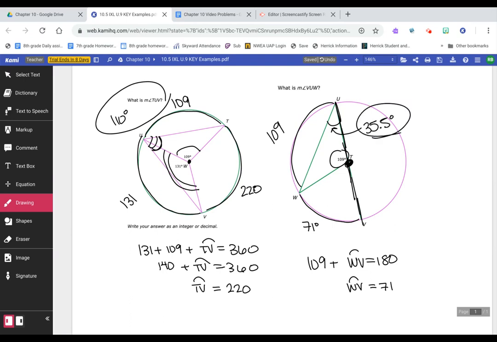So the IXL you're going to do just deals with inscribed angles. You deal with inscribed angles as well as central angles. And then on Monday, you'll pick up all the lesson from 10.5 again.